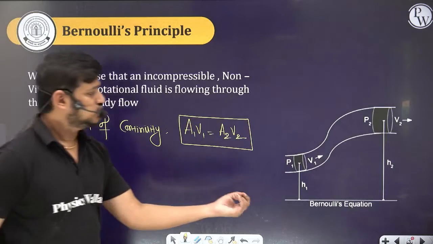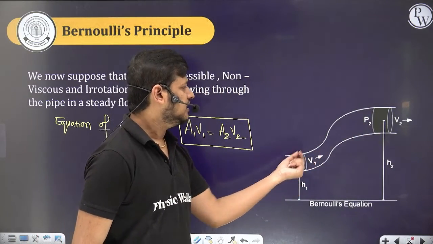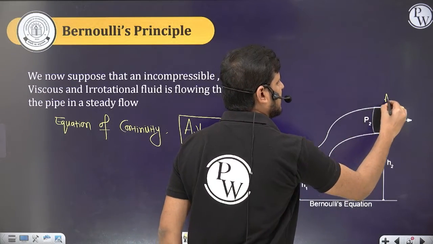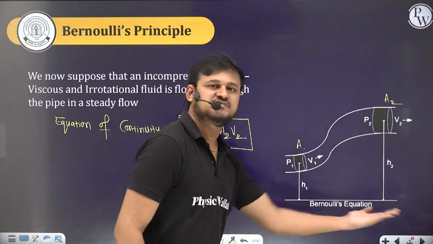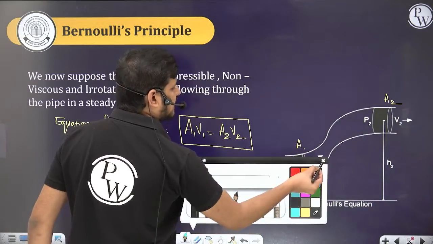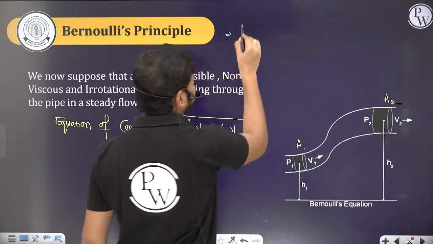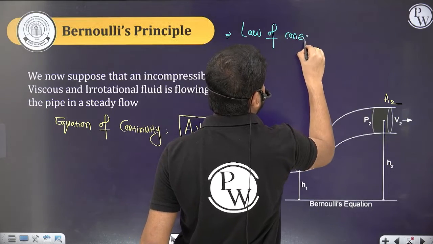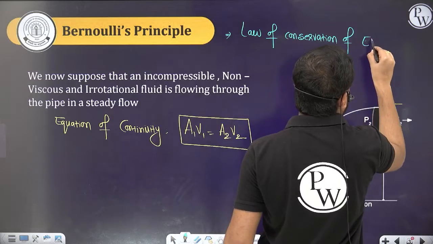Let's suppose this is a tube which has different cross-sectional areas, the area A1 here and the area A2 here, and the two different cross sections are at two different heights from the horizontal surface or the ground. Then I can write Bernoulli's principle, which is actually based on the law of conservation of energy, right? Chalo.